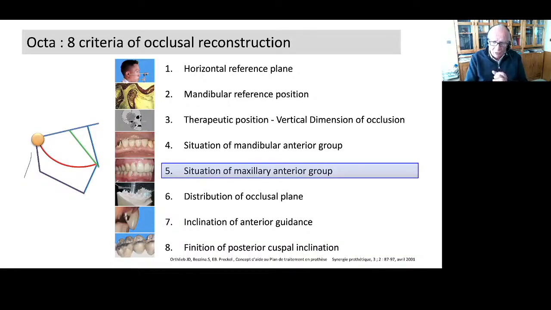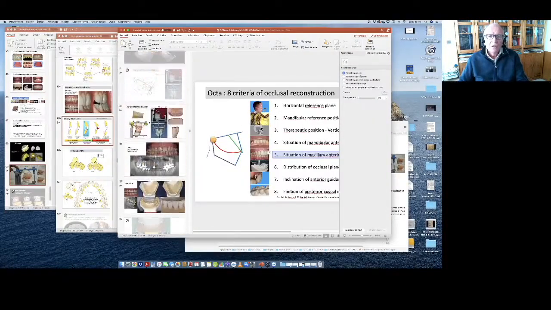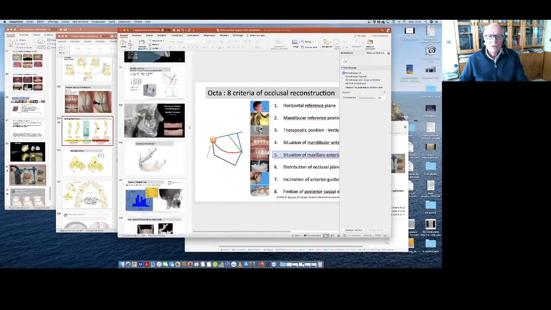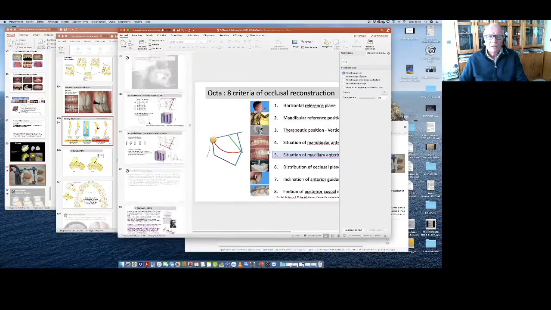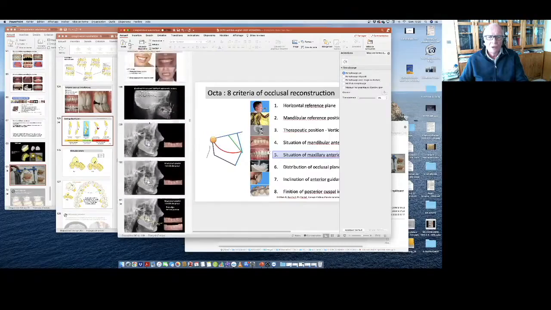Concerning the situation of the maxillary anterior group. So first we start with the mandibular anterior group. I would like to go back a little bit because I forgot to explain the reason why we have to start with the mandibular anterior group.